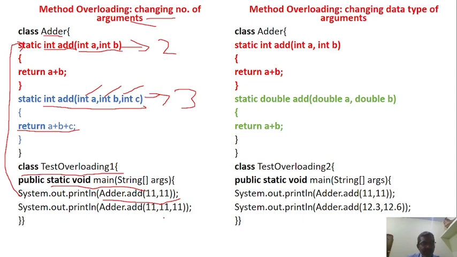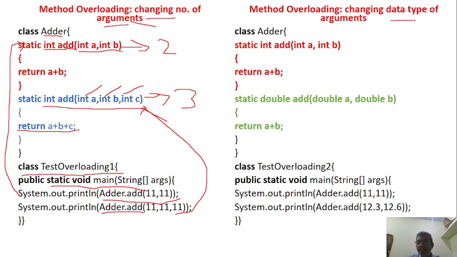Likewise, the second one has three arguments: 11, 11, 11. The method name is the same, add. The control goes to the second method, where a, b, and c have 11, 11, 11. So finally we get the value 33. So this is based on the arguments.